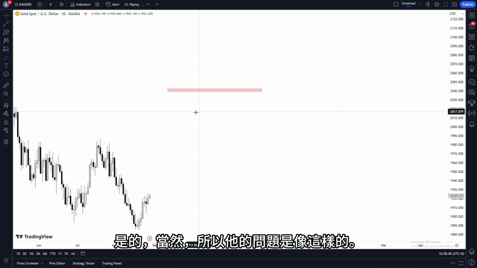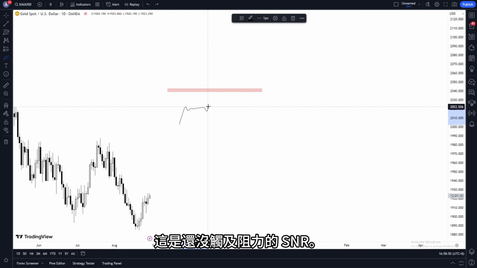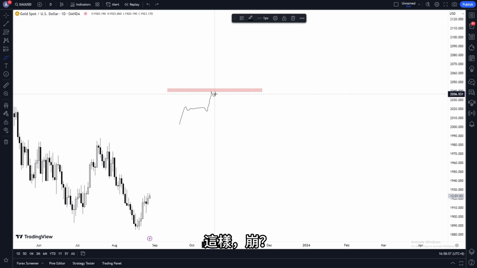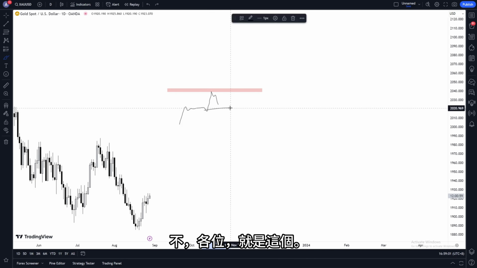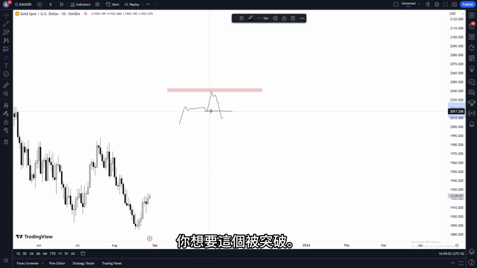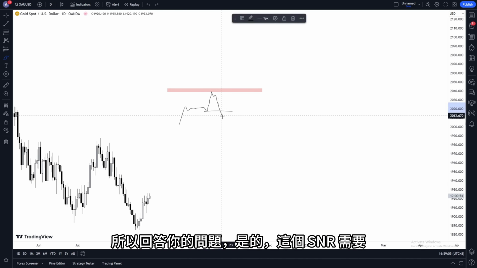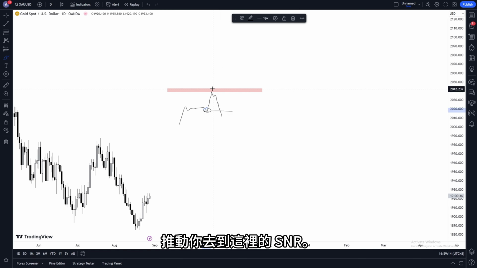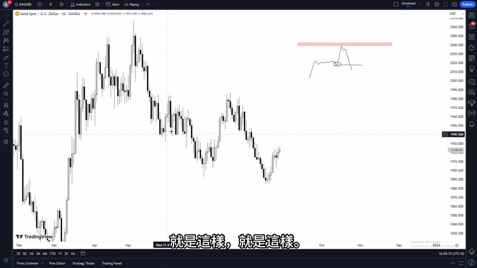Yes, of course. So what his question is like this: this is the SNR that hasn't touched the resistance yet. Should it be created before it touches? Or is it like this? No, guys. This is the one. You want this to be broken. So to answer your question, yes, this SNR needs to be created before it touches the weekly resistance. It is whatever SNR was the last SNR created to push you into here. That's it.